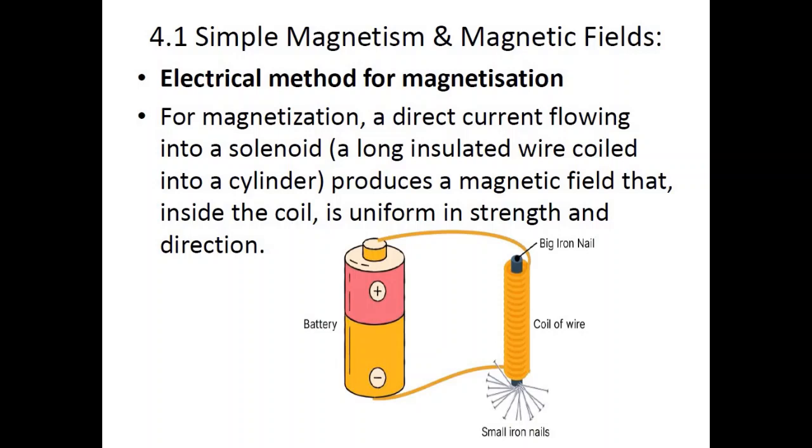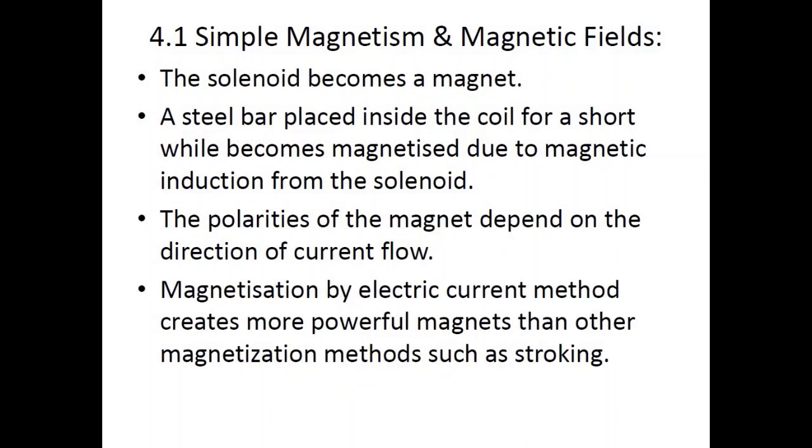Now the magnetic field that is produced inside that coil is uniform in strength and direction. The solenoid becomes a magnet. The steel bar placed inside the coil will become magnetized due to magnetic induction from the solenoid. The polarities of the magnet depend on the direction of the current flow. When the direction of the current flow is reversed, then the poles of the electromagnet are also reversed.